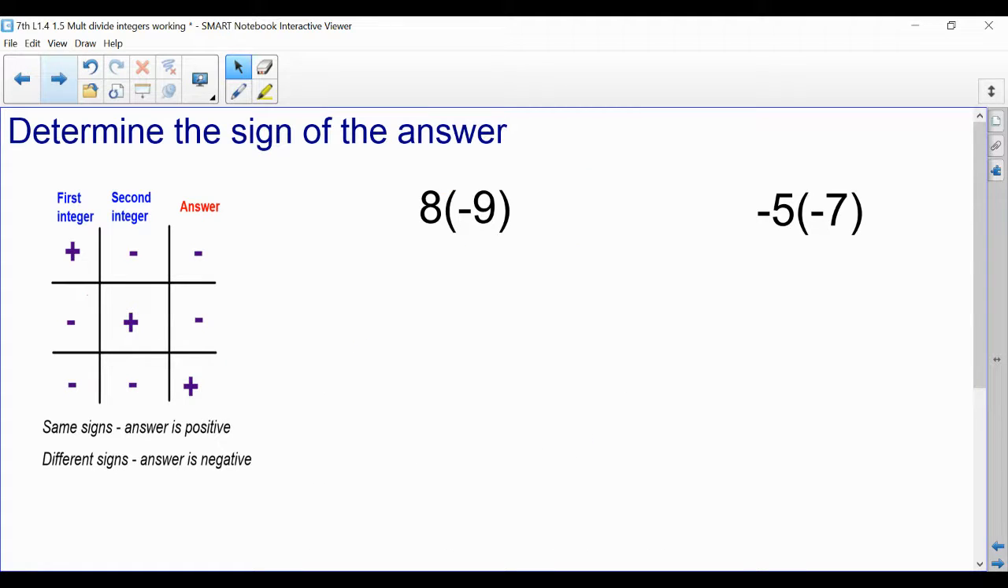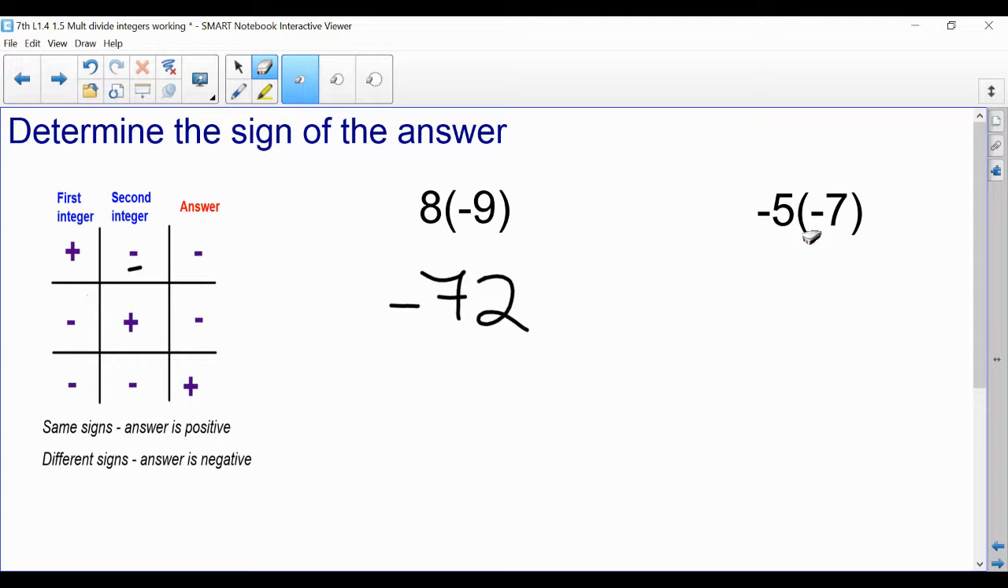So here's our first problem. We have 8 times negative 9. So if I go over to my board, my first integer is positive. Then my second integer is negative. So my answer is going to be negative. So 8 times 9 is 72, and my answer is negative.